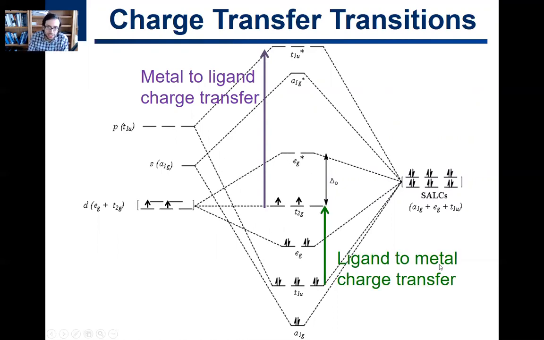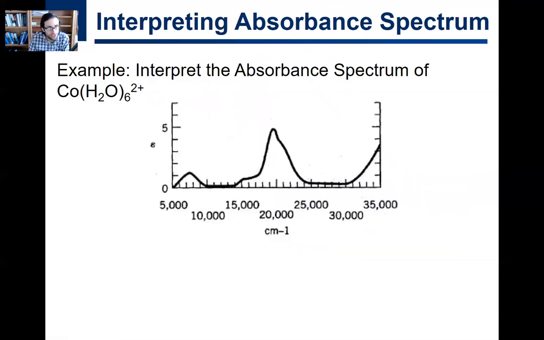Similarly, there are ligand to metal charge transfers. That would be something like an electron on a ligand-centered orbital down low, t1u for example, going to t2g. And that would also be Laporte allowed because you're going from u to g. There's a change in parity. So those will be very intense transitions.